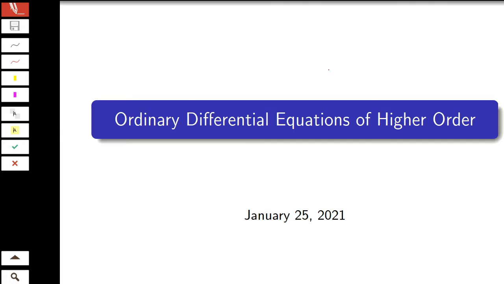Today I am going to explain the solution of ordinary differential equations of higher order. You know linear differential equations. Also you know about Bernoulli's differential equation. They come under linear differential equations with some variable coefficients. So here we are going to deal with constant coefficients only.